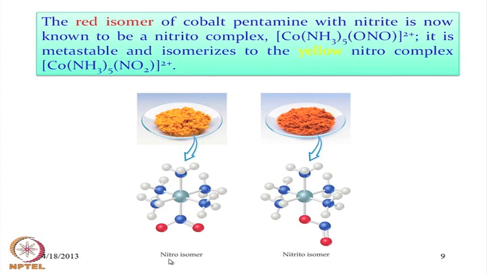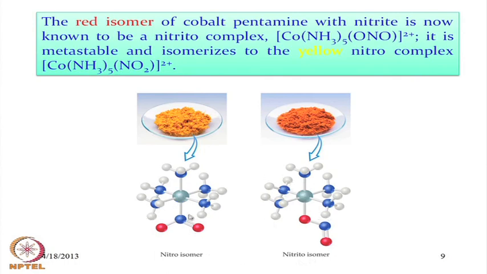So, we can have two isomers, one binding through the nitrogen and another binding through the oxygen. This one, the red compound, and this is the yellow compound. In the red isomer, the oxygen of this nitrite group is bound to the cobalt center, and here the nitrogen of the nitrite group is bound to the cobalt center. So, the color changes drastically from one to the other.